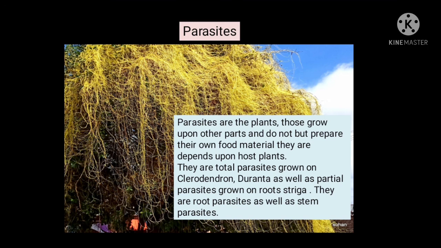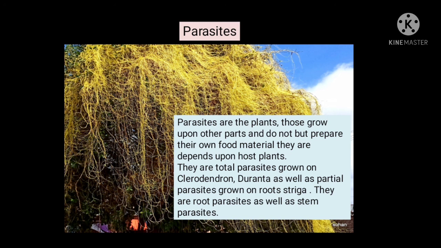Another subpoint is the parasites. These parasites are plants that grow upon other plants and do not prepare their own food material. They depend upon the host plants. There are total parasites grown on Clerodendron or Duranta, as well as some that are partial parasites. They are grown on roots.